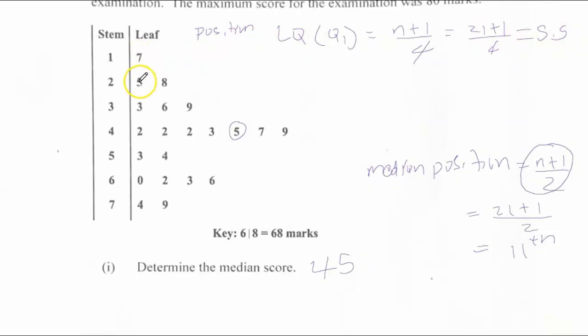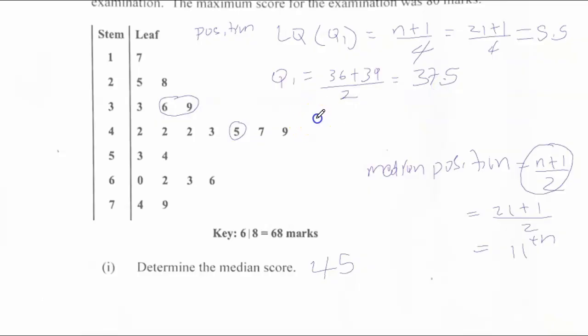So 1, 2, 3, 4, 5, 6. So the lower quartile falls between 36 and 39. So to get Q1, we add 36 and 39 divided by 2. Add them, we get 75. 75 divided by 2 is 37.5. So the lower quartile is 37.5.